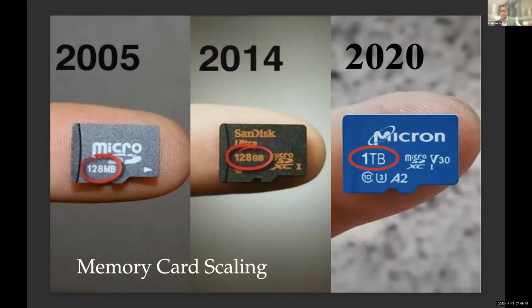Back in 2005, Micron announced the first version of the 128 megabyte memory card, and in 2014, SanDisk announced the first 128 gigabyte memory card. And in a very recent year, Micron announced the 1 terabyte memory card. That's why someone made the joke that when you want to buy a computer with a better price-cost-performance trade-off, you can wait one more year.